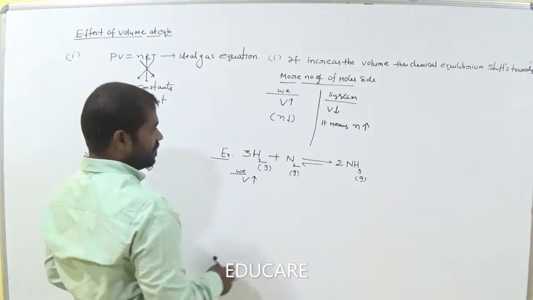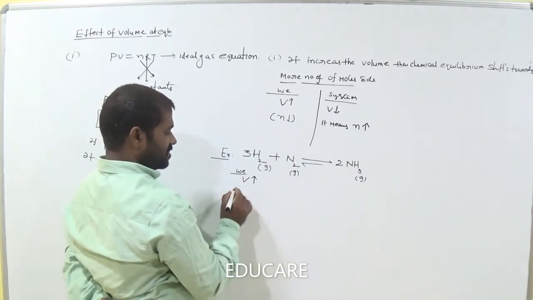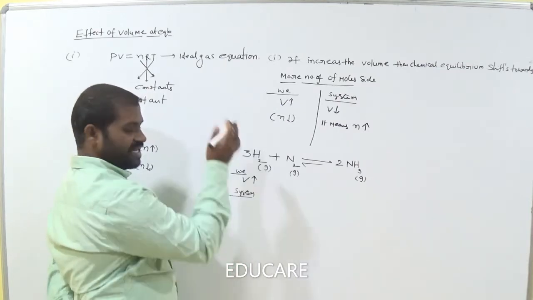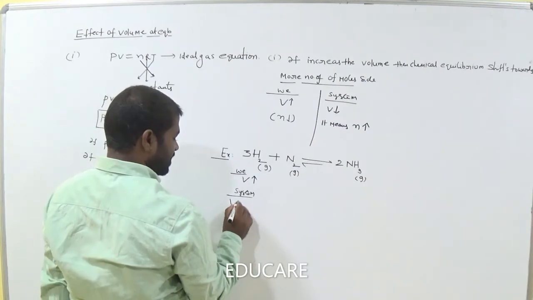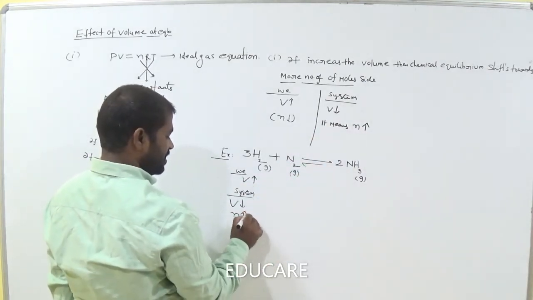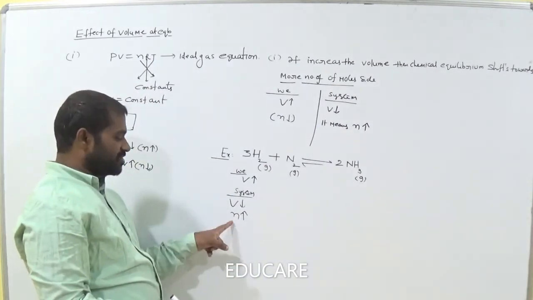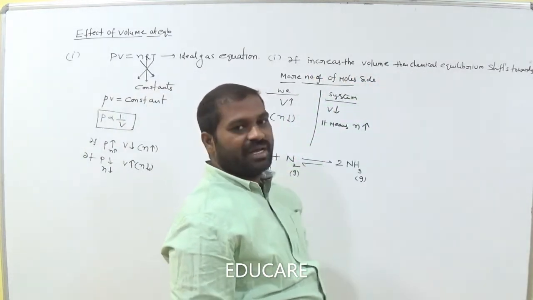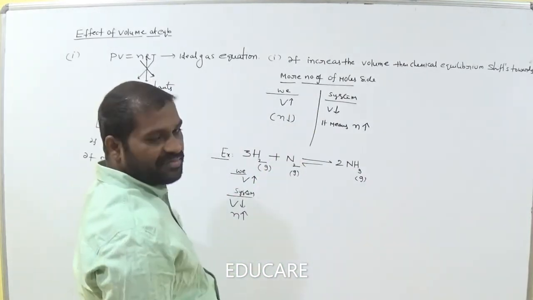We increase the volume, the system tries to decrease the volume. Volume decrease means the number of moles is high. So now the equilibrium reaction shifts towards the more number of moles side. So if we increase the volume of the chemical equilibrium, then it shifts towards the more number of moles side.